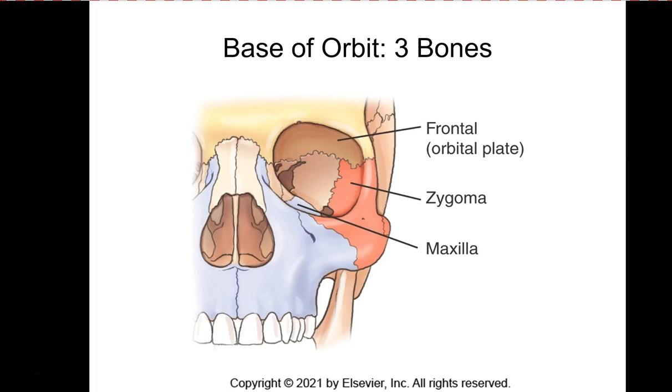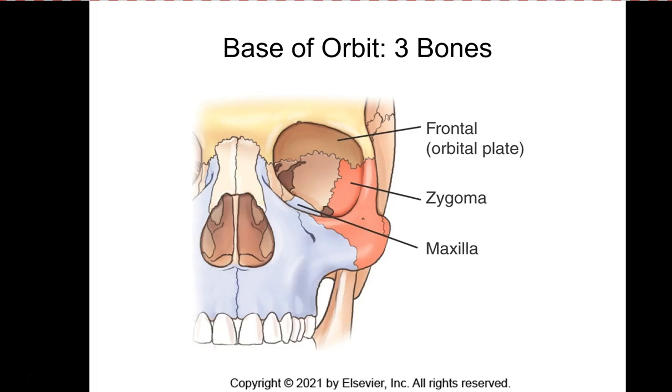And remember, the base of the orbit is that wide outer portion of the cone-shaped orbit that we see externally when we look at the face or the skull. So the frontal bone, the maxilla, and the zygoma. An orbit is made up of a roof, a floor, and then 2 walls. And these 3 bones help to form that structure.